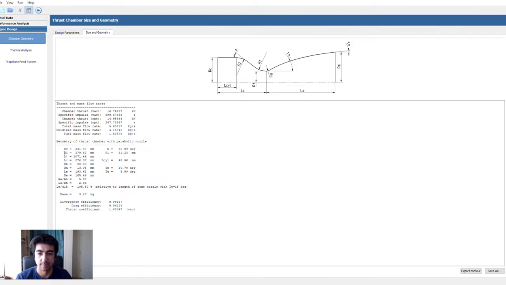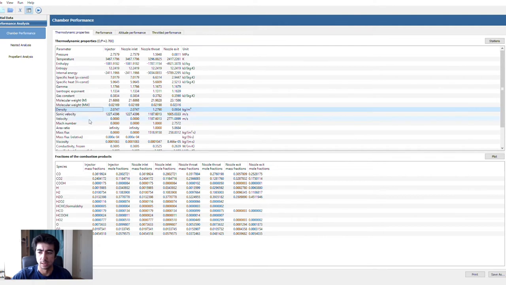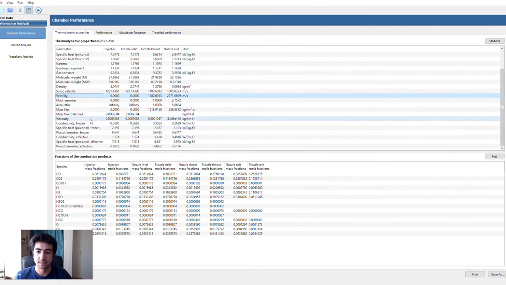It's giving us all the different dimensions. And so if you wanted to, you can use this diagram with all the dimensions listed to actually create your nozzle. But we'll see after that you can actually export it as well. And so here you can see it's telling us these different properties, plenty of different properties on top of the ones that we've been talking a lot about. There's others like the velocity, Mach number, things like that at the different points that we were talking about. So you can see injector is the beginning of the chamber, nozzle inlet is the end of the chamber, then you have throat and exit. So it's giving you a lot of information about these different points.